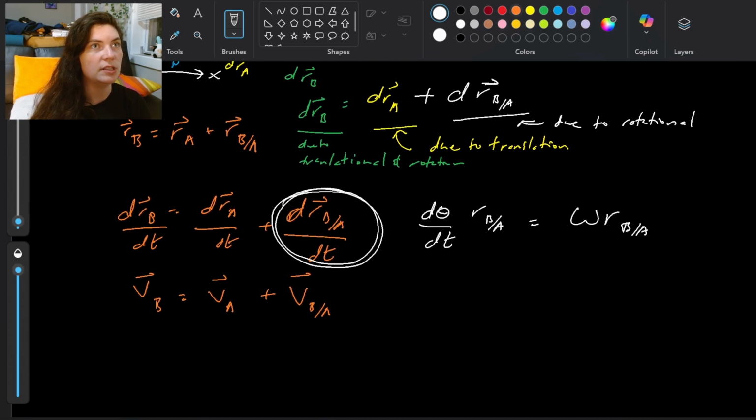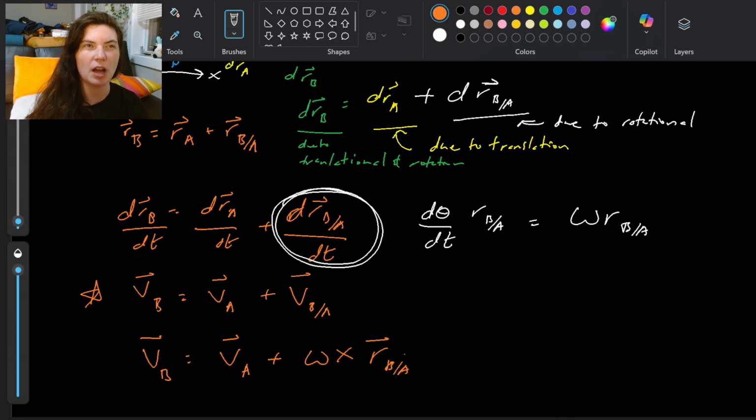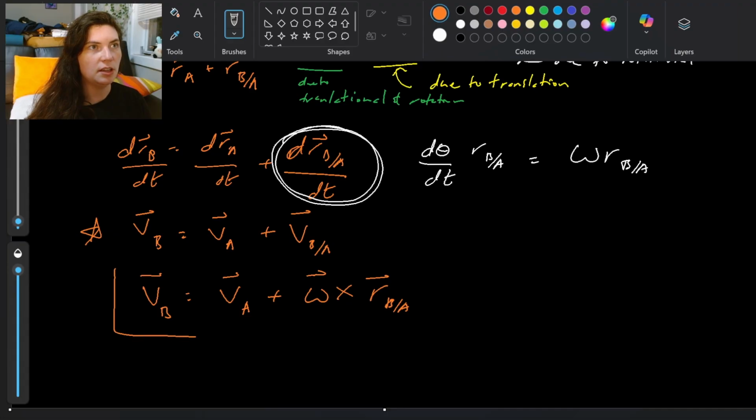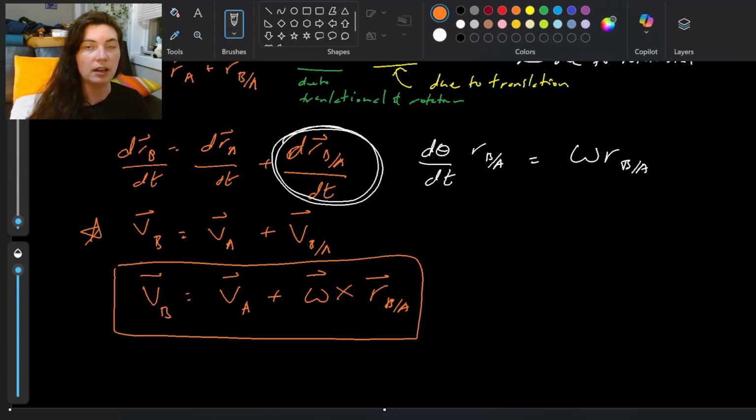So not only can we use this relationship as we have it here, but we can also rewrite it so that we have VB equals VA plus omega cross product with rB with respect to A. This is the most common form you see it in. You typically see it as a cross product instead of just the general multiplication. You'll usually see it in both vector and scalar form, but in vector form here, we have omega cross product with rB with respect to A. And this is the equation we'll primarily be using when we're analyzing this.